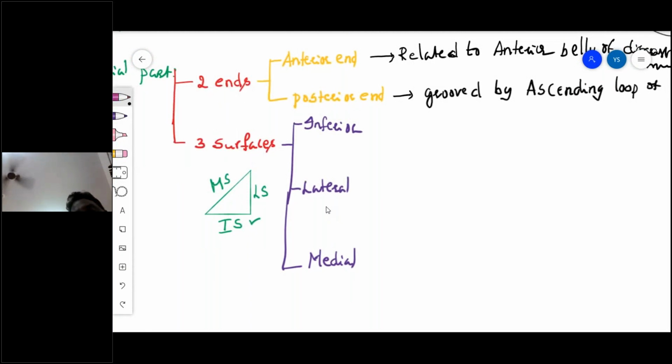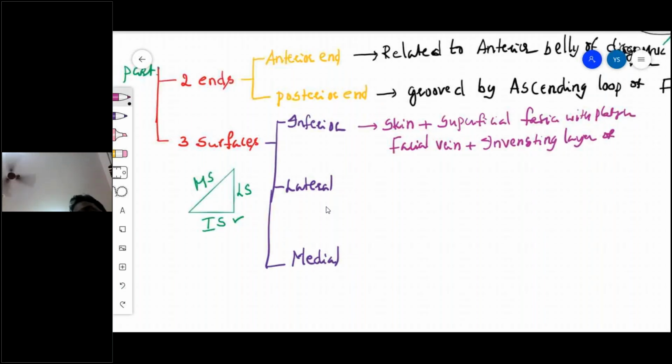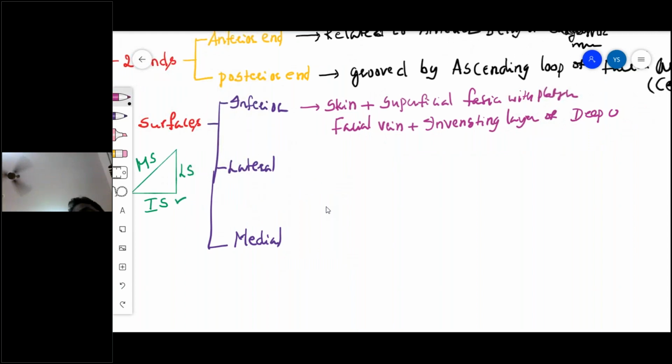Now we write down the relations of inferior surface here. First one, skin. Next, superficial fascia with platysma. Next, facial vein and investing layer of deep cervical fascia. Then finally, lymph nodes. So these are the relations of inferior surface.